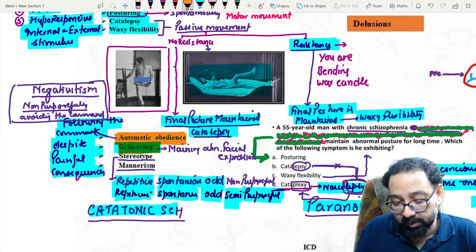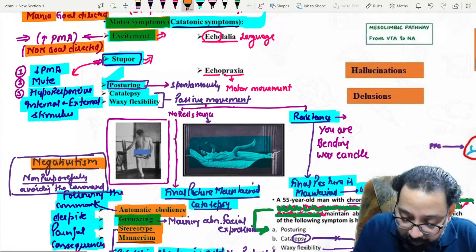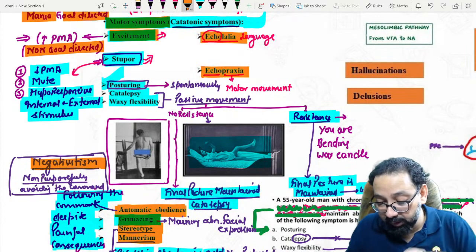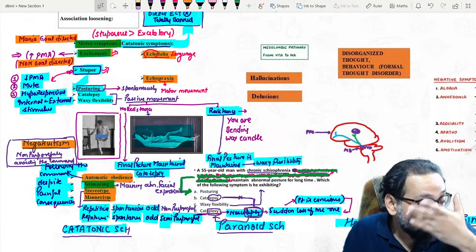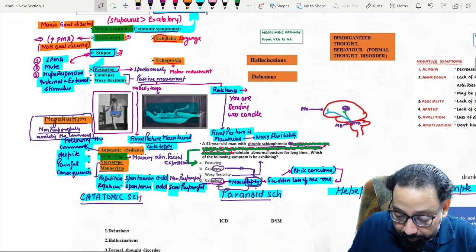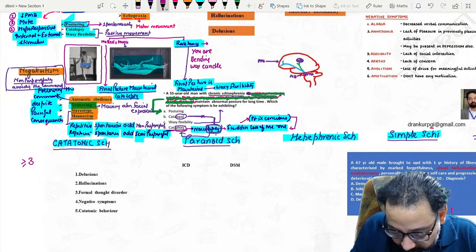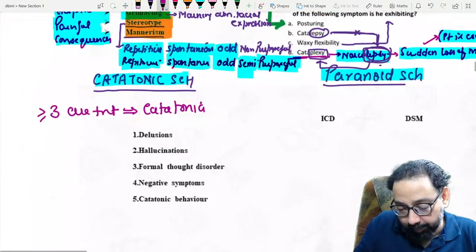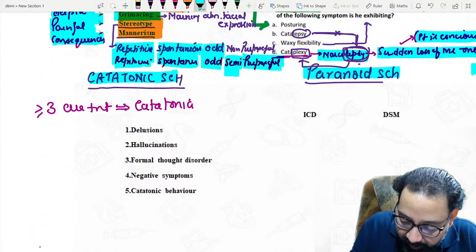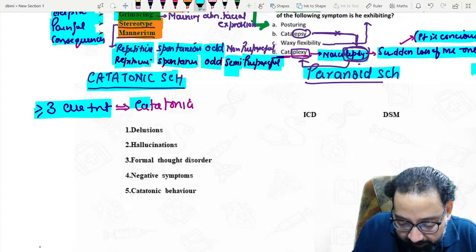Automatic obedience, name is sufficient. Stereotypy, mannerism, negativism, echolalia, echopraxia. These words should be very clear to you, that these are present in catatonia. And out of these, if three are there, how many? Three or more than three are present, then it is catatonia. What I said? Previously I said catatonic schizophrenia. Now I am saying if three or more than three are present, then it is catatonia.